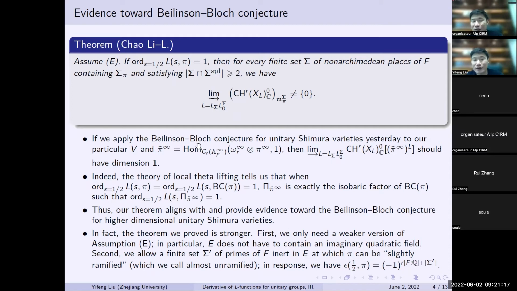Any questions on the remarks and the statement of the theorem? No questions so far. Okay, great. I hope it is clear and that these remarks make sense.